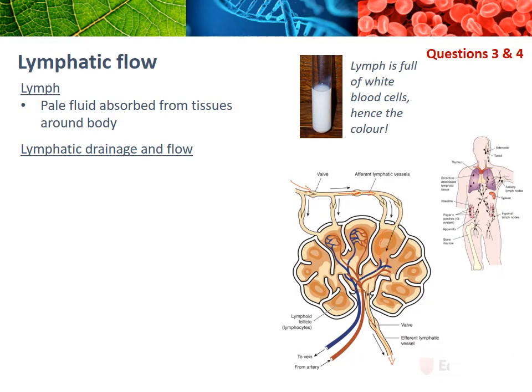The flow of lymph through the body is quite unique and important. Lymph itself is the fluid that we're talking about. If we're talking about our blood circulatory system, blood is obviously the fluid. In the lymphatic system, it is called lymph. And this is a picture here of lymph. You'll see it doesn't look anything like blood. It's very pale because it is mostly full of white blood cells. It's a fluid that is absorbed from tissues all around the body.